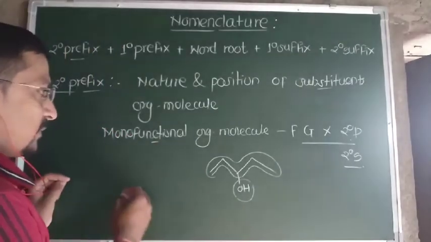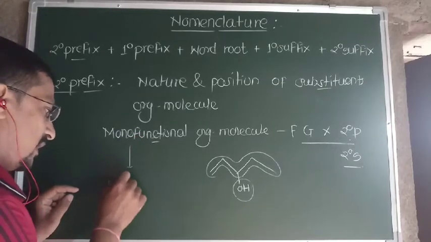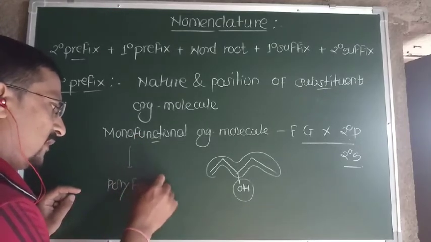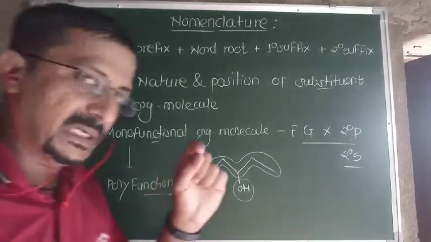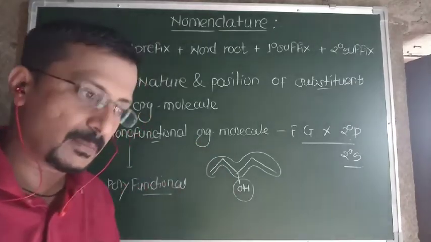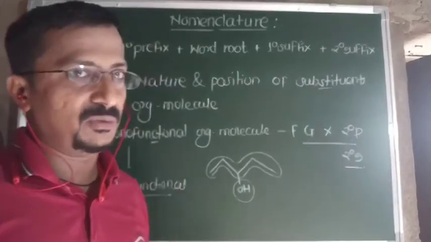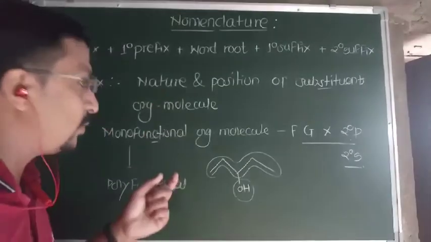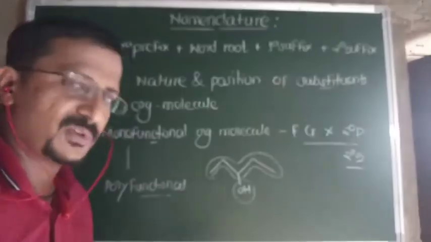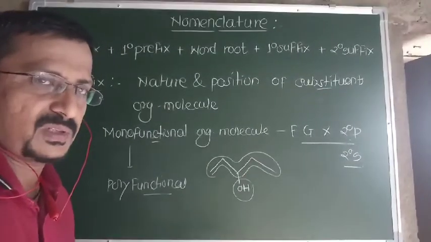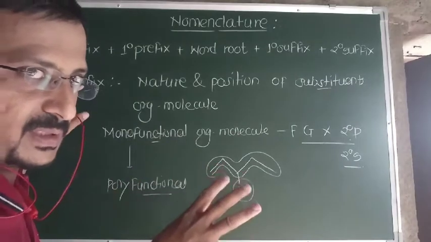But in case of monofunctional organic compounds, isn't it? But in case of polyfunctional organic compounds, if it is a polyfunctional organic compound, that means the molecular compound which contains more than one functional group in that molecule, then in that case we have to consider the priority order and all these things. What the functional group priority order is, we will discuss later on. So just concentrate here on primary, secondary prefix, substituent, isn't it? Okay.